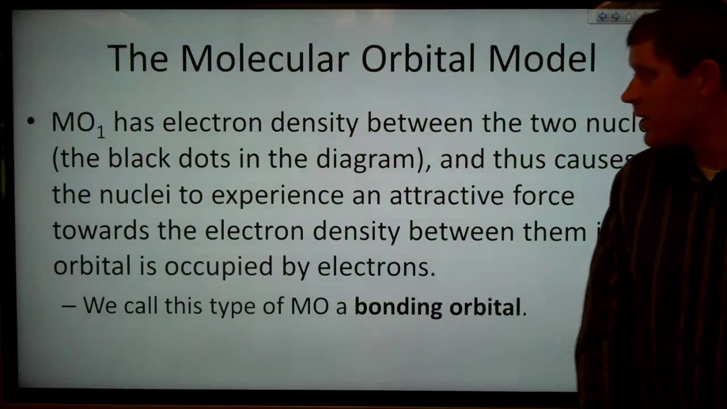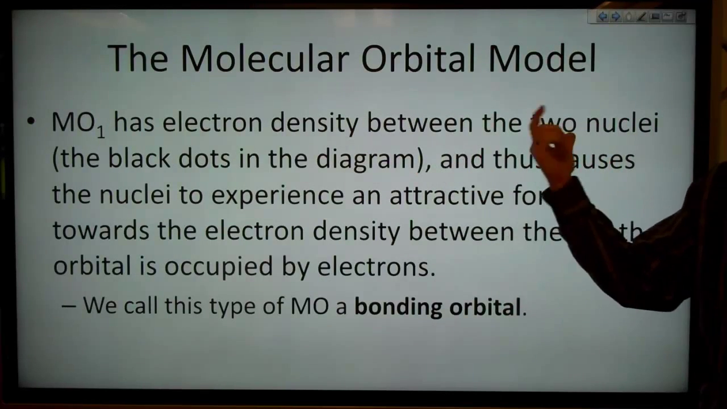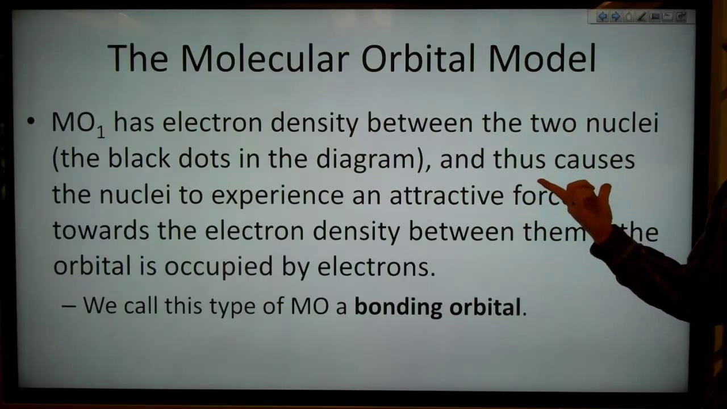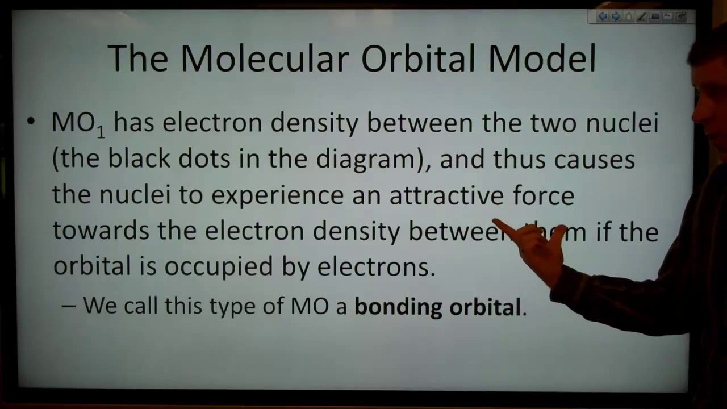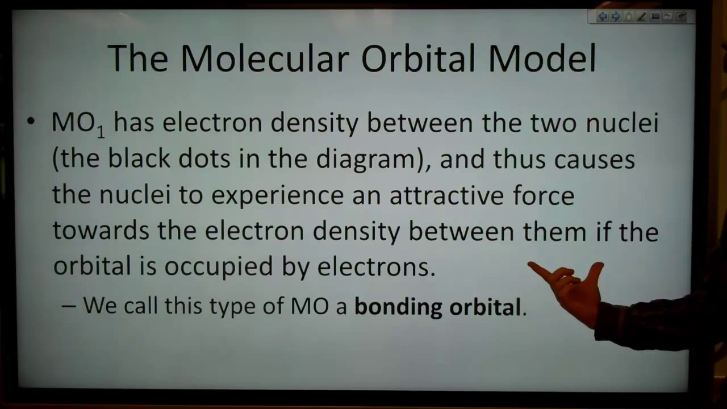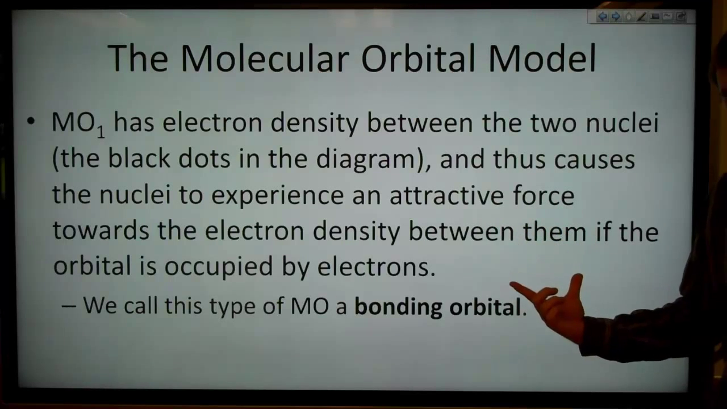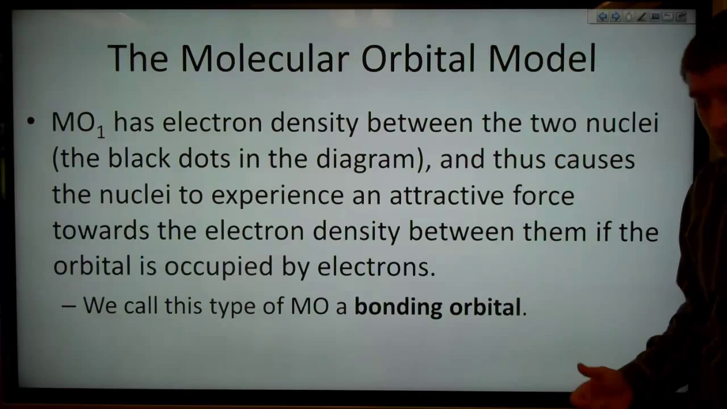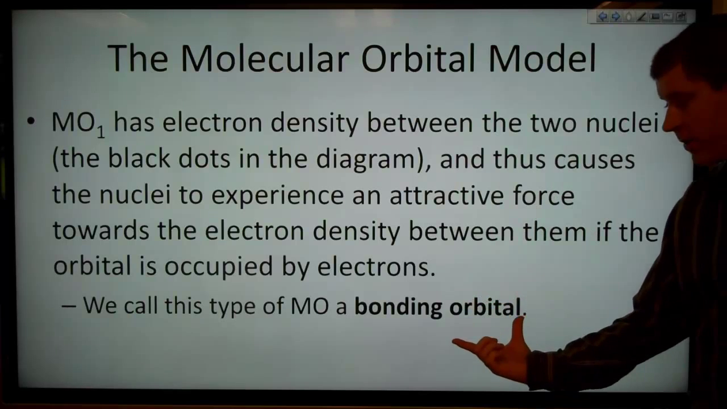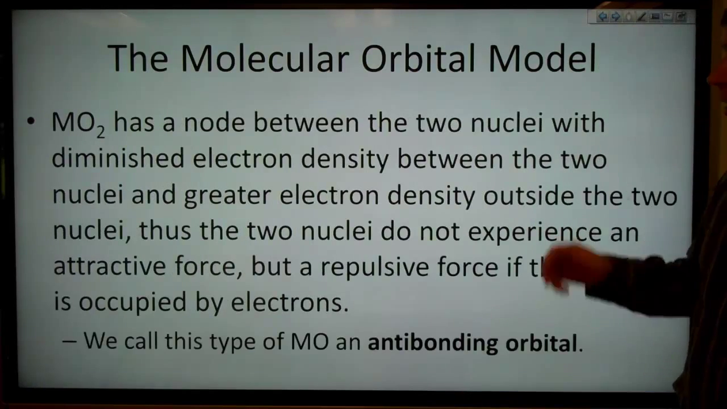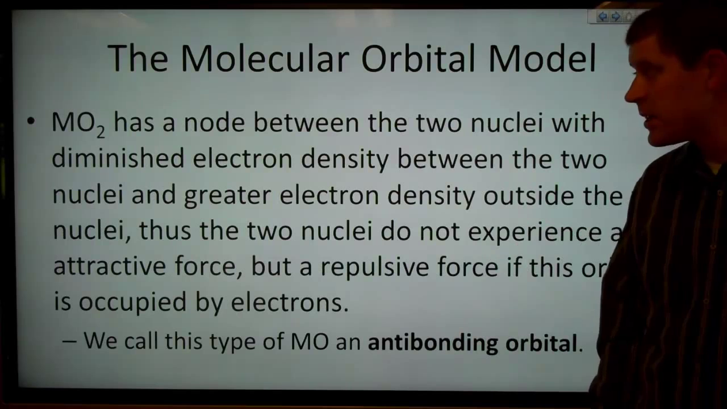So MO1 has electron density between the two nuclei, the black dots in the diagram on the last slide, and thus causes the nuclei to experience an attractive force towards the electron density between them if the orbital is occupied by electrons. If it's not occupied by electrons, then it doesn't matter. We call this type of molecular orbital a bonding orbital because it contributes to bonding those two atoms together.